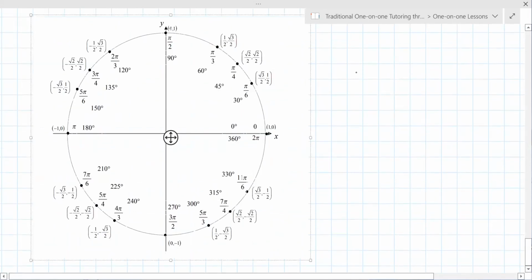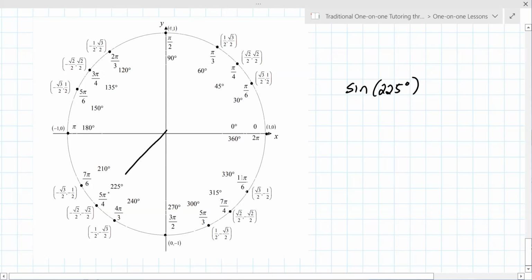So let's say I want the sine of 225 degrees. So there's 225. And this is the reference angle. It's always the angle made with the x-axis. It doesn't matter whether you go past it or up here. It's the angle with the x-axis. So what is the angle with the x-axis? What is this angle here? Can you tell me? The angle right here.